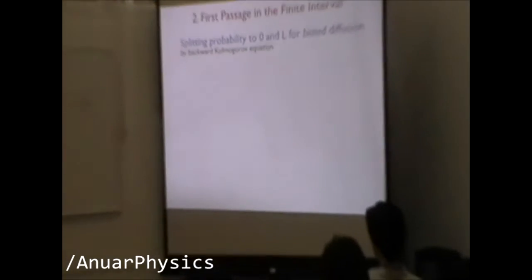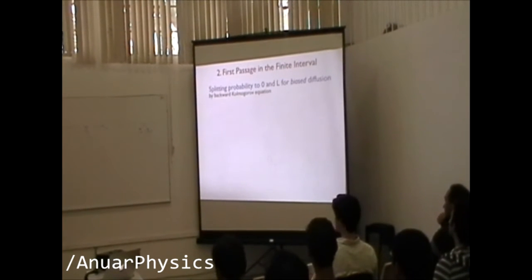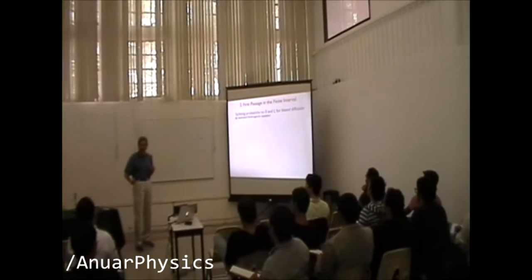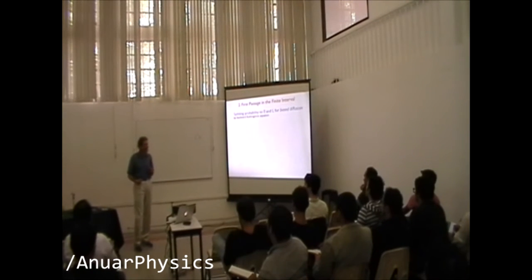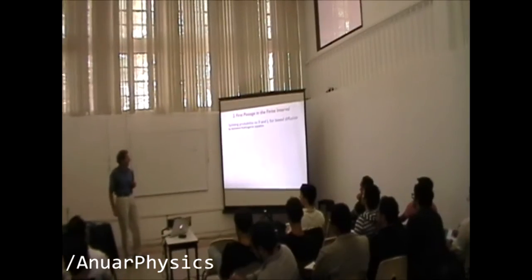Okay, let me now briefly mention what happens in the case of biased diffusion. This is something that I just added last night because I realized you might naturally ask, what happens if the random walk is not equally probable of hopping to the left or to the right, but you have a probability p, for example, of hopping to the right, or q of hopping to the left.